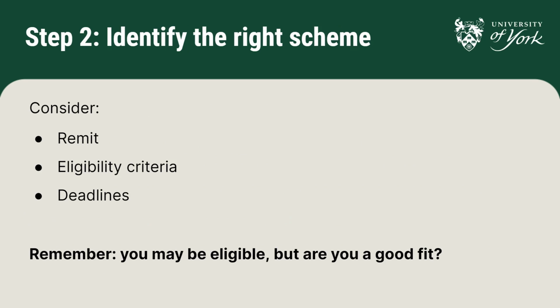If you think you are ready, it's time to identify the right scheme. There are a number of sources of funding available, including UK research councils, charities, industry, and the government. Many funders fund specific types of research, and it's important to find the right funder for you. You may want to consider the remit, because some fellowships have a heavy focus on public outreach or leadership, while others really emphasise the need for career development.